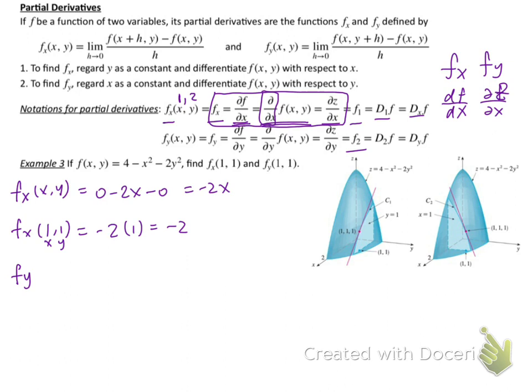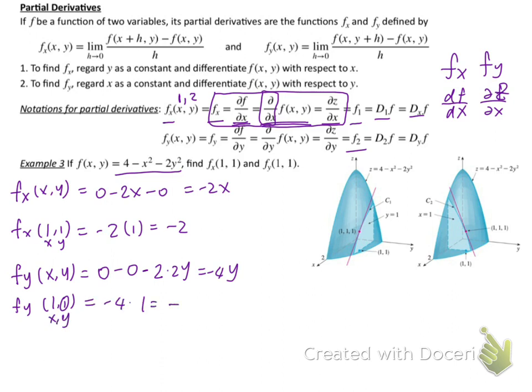F partial y of x, y would be, going back to the formula, I'm taking derivative with respect to y. 4 is constant. X squared is also constant. Now for y, I have 2 times 2y, so minus 4y. And again, I'm plugging in my (1, 1) and taking this for my y. So negative 4 times 1, which is negative 4. Okay, so f partial x is negative 2 at (1, 1), and f partial y is negative 4 at (1, 1).